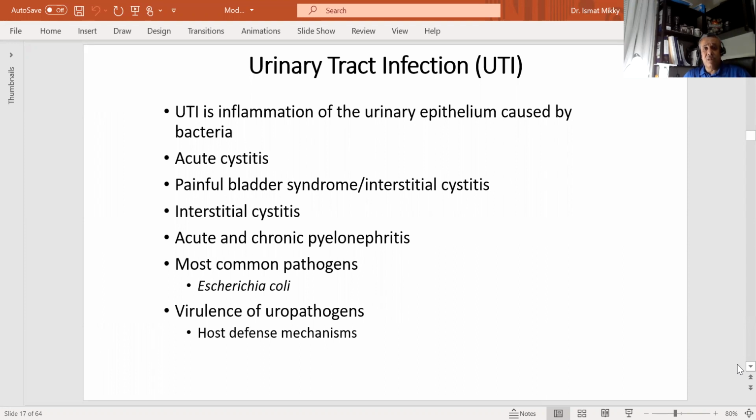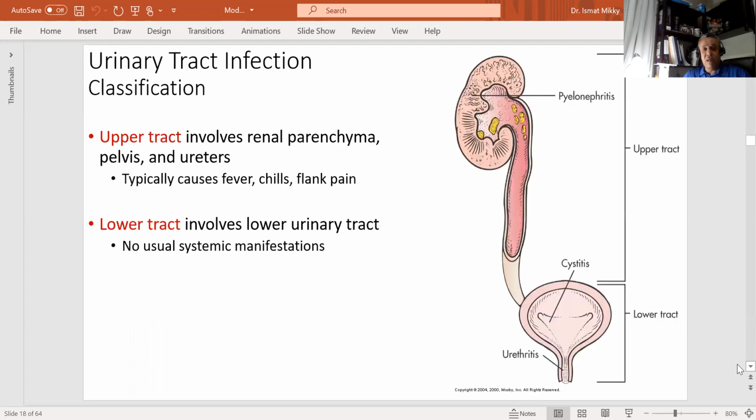Now the UTI. There are different types of UTI, urinary tract infection. The UTI can be classified as upper UTI or lower UTI, and this figure identifies the landmarks for what is classified as upper versus lower UTI.